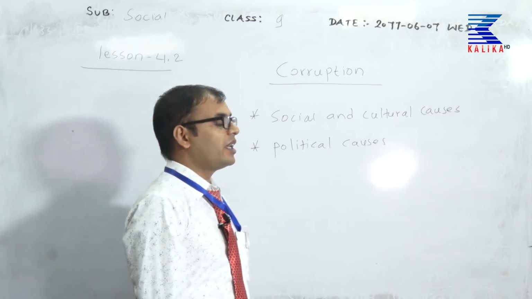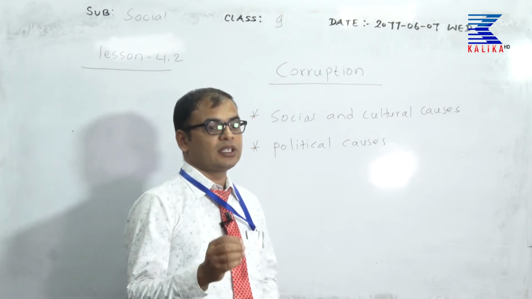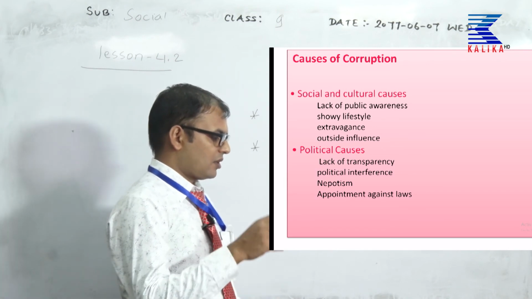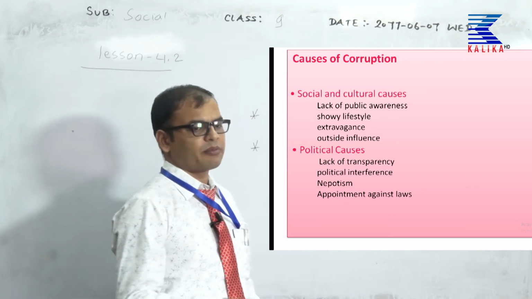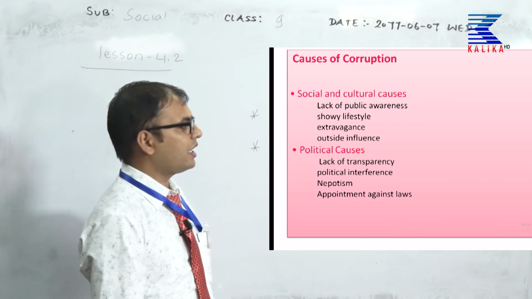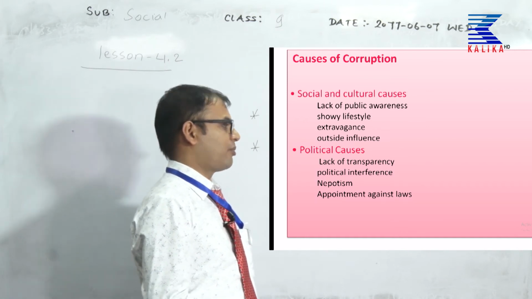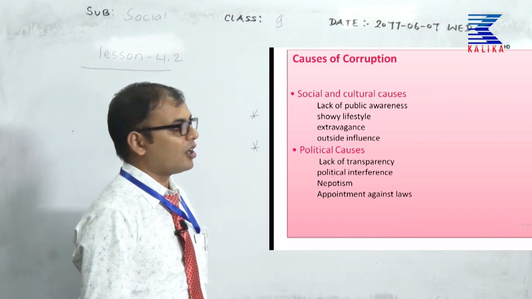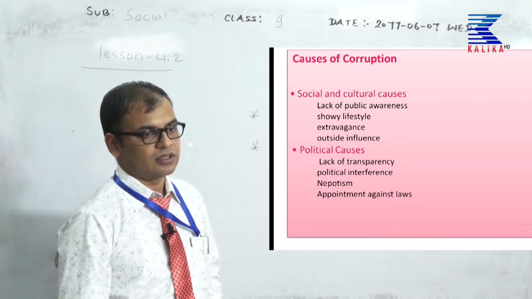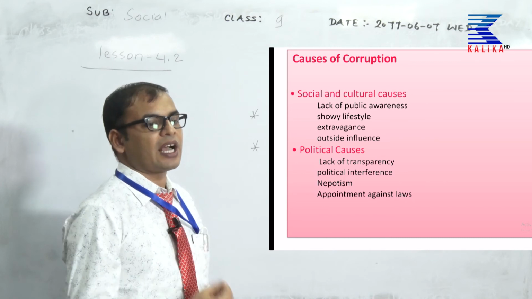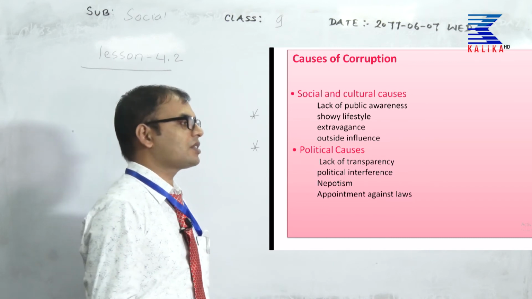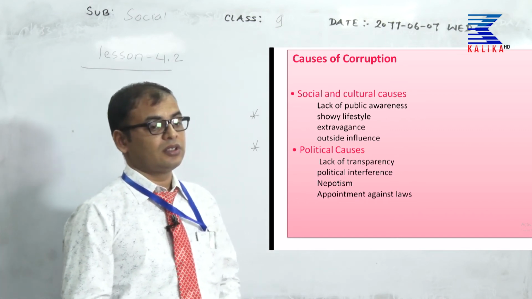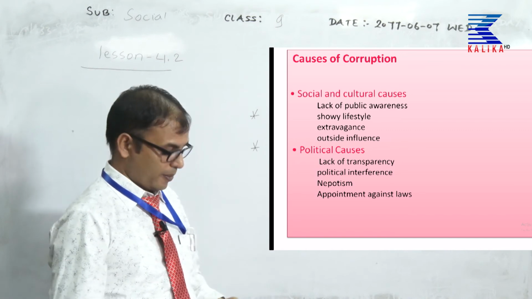The next is nepotism, meaning showing support for our family or friends. In any work, that act is called nepotism. And the last political cause is appointment against the law. If we are in power, sometimes we make appointments that are not according to the law. So, these are the political causes.